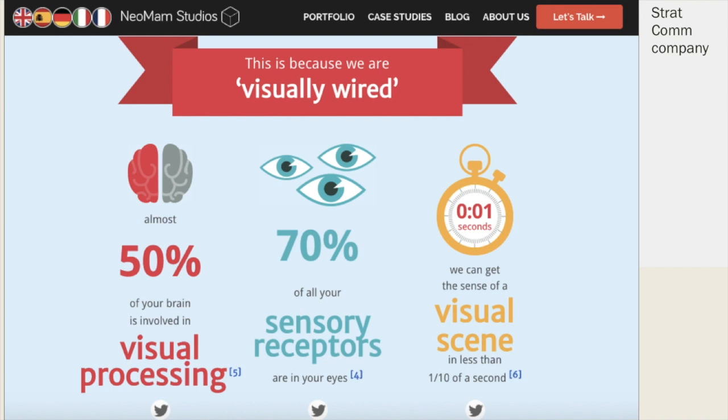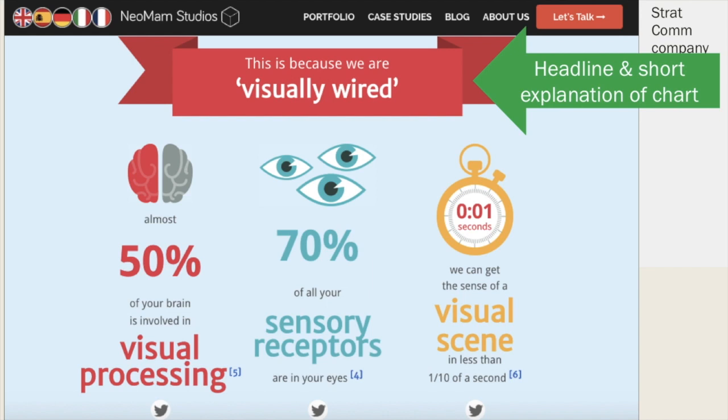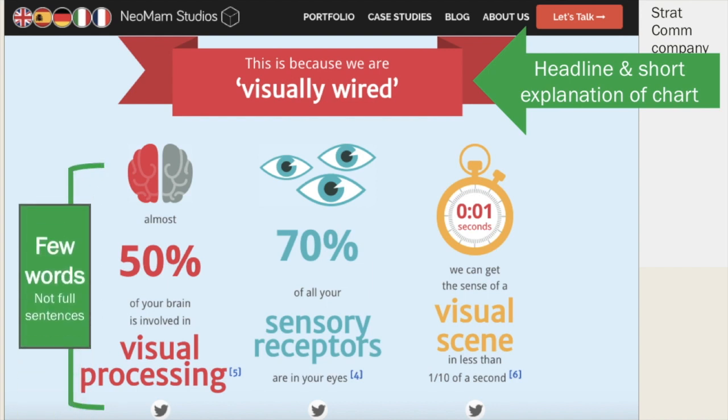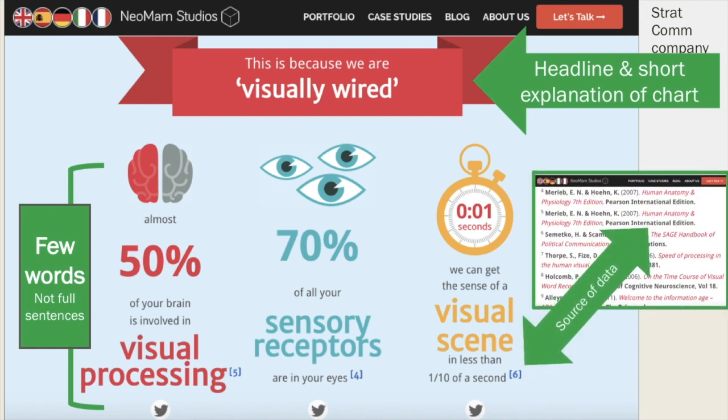What we really need in this, and this is from a Stratcom company, is to make sure that it's got all the elements, right? So it's got a headline. It tells you what we're going to be looking for, what this chart is going to be telling you. A few words, not full sentences, just a very quick way to consume the information. And what's really the most important is the credibility of the information that you're conveying.